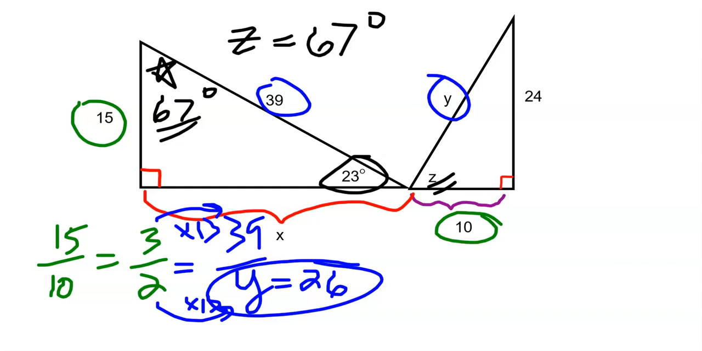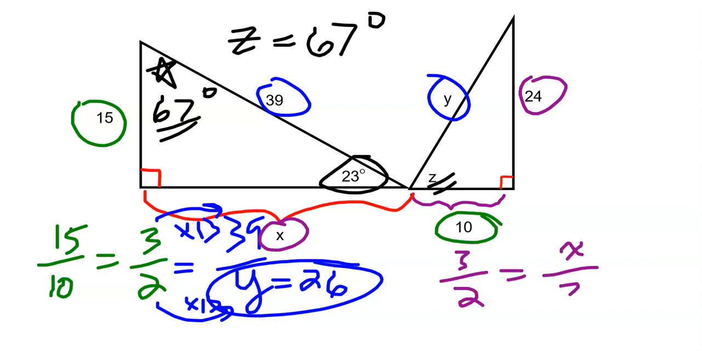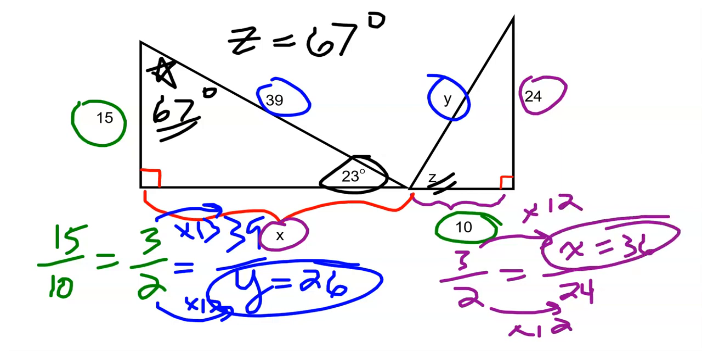And then finally, we have x and 24. So 3 over 2 is equal to x over 24. X is in the larger of the two figures. 2 times 12 is 24. So 3 times 12 is equal to 36, which is the value for x.